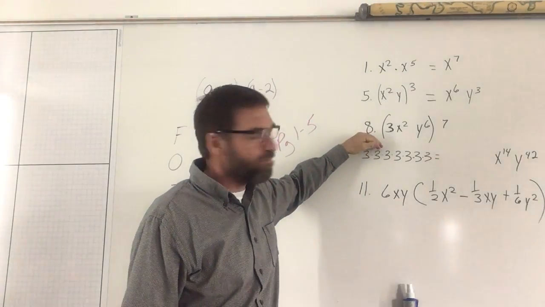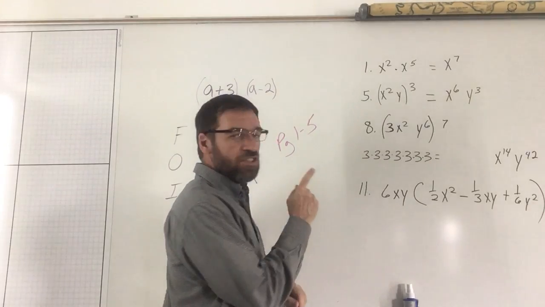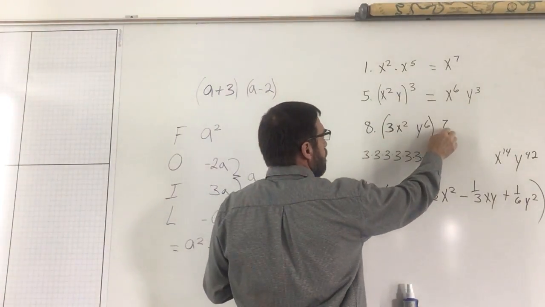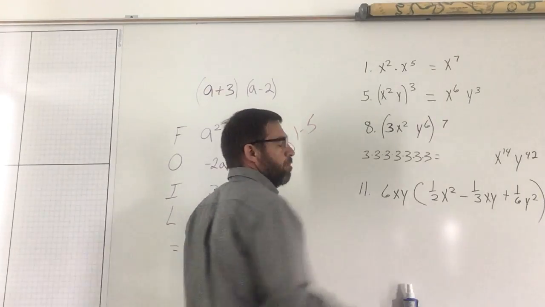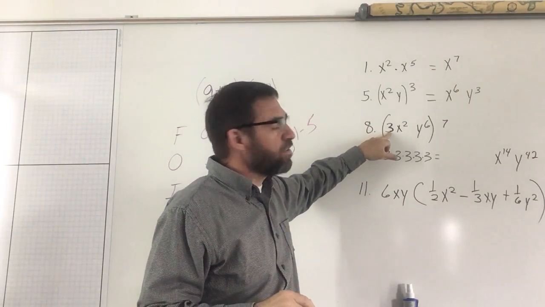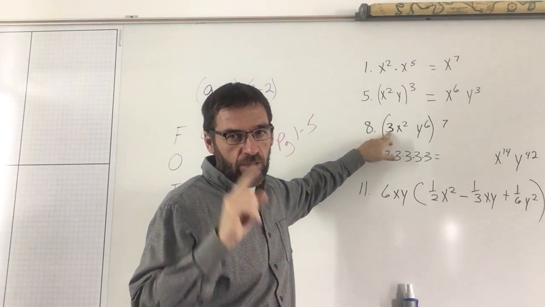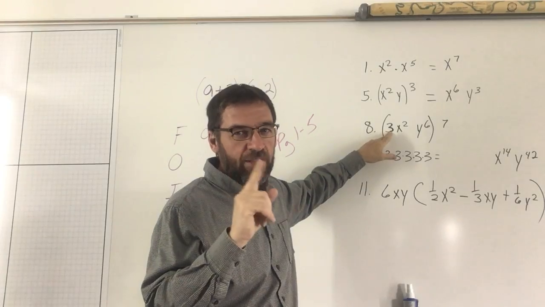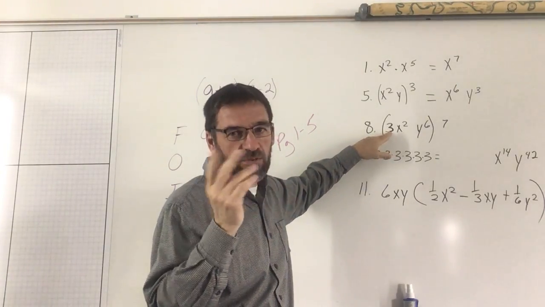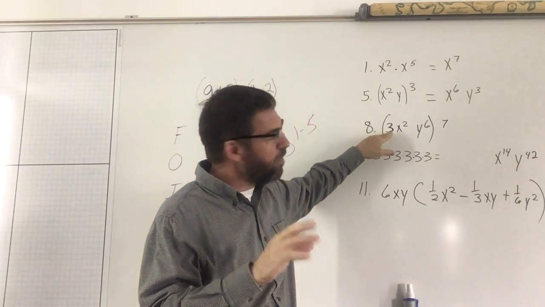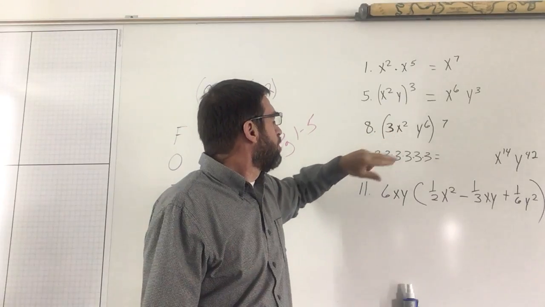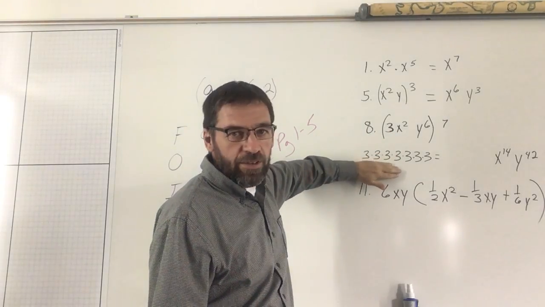Okay, number 8. This is a very similar problem except you have a number in front and you have it to the power of 7. Now be very careful here. The whole number has to go to the 7th power. Don't go 3 times 7. If you go 3 times 7, I did that in one of mine, and when I looked at the answer, it was way wrong.